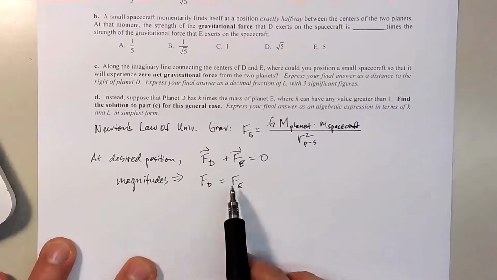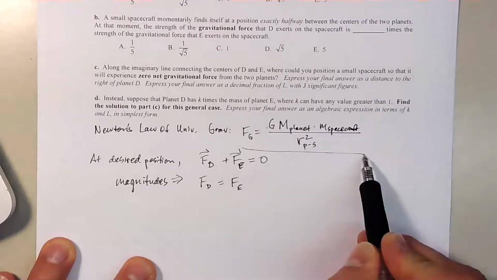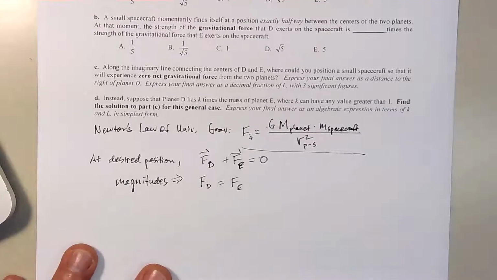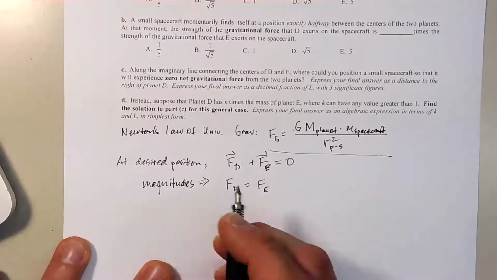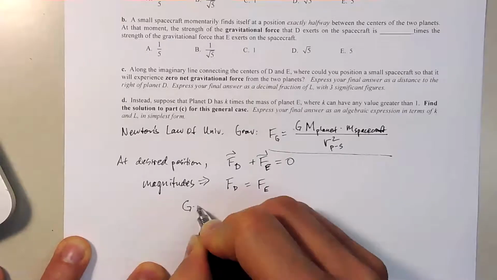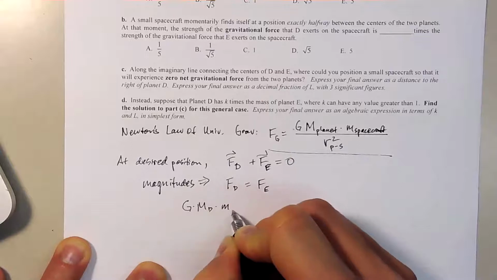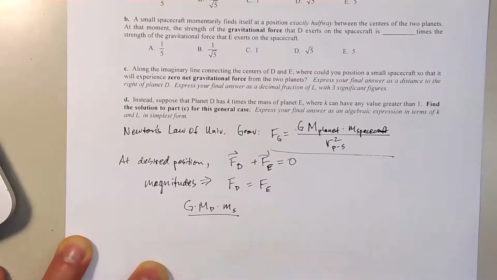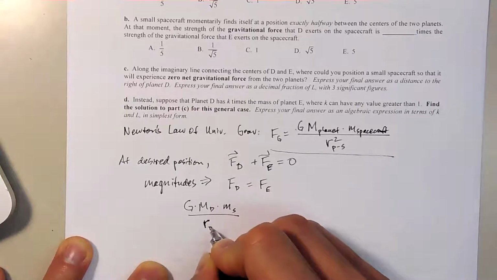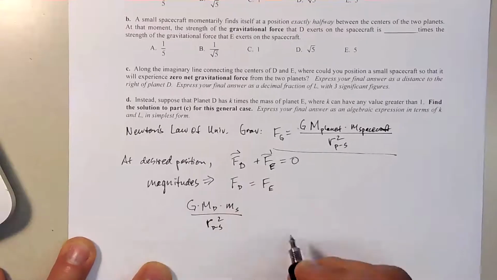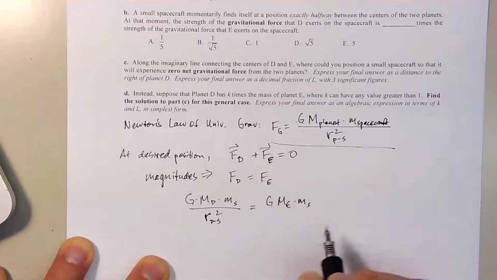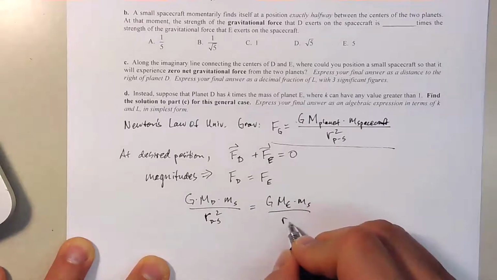Now we know what the formula is to calculate the magnitude of a gravitational force. It's Newton's law of universal gravitation. So the strength of the force of planet D is going to be equal to G, the mass of planet D, times the mass of the spacecraft, divided by the separation between the two squared. So the separation between D and the spacecraft, squared. Then we're going to have a similar looking expression over here on the right for planet E and the spacecraft.